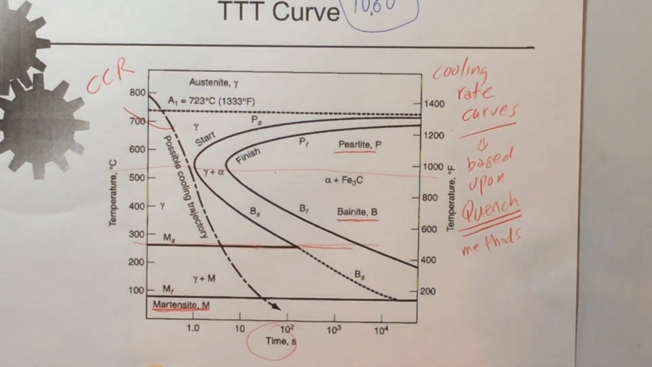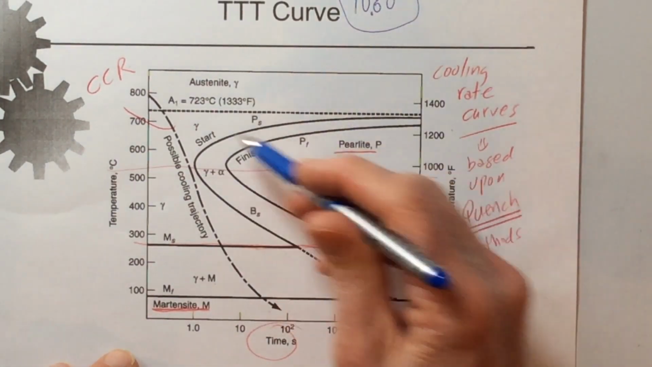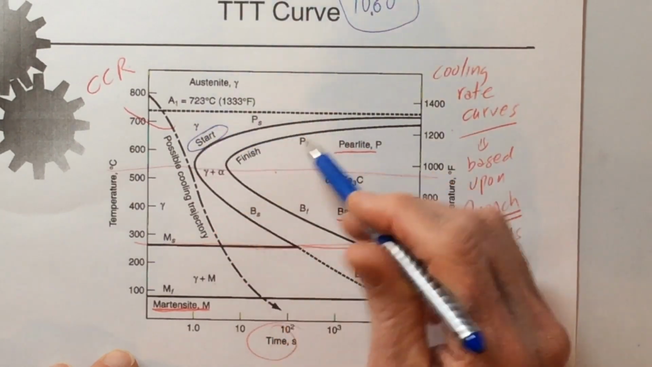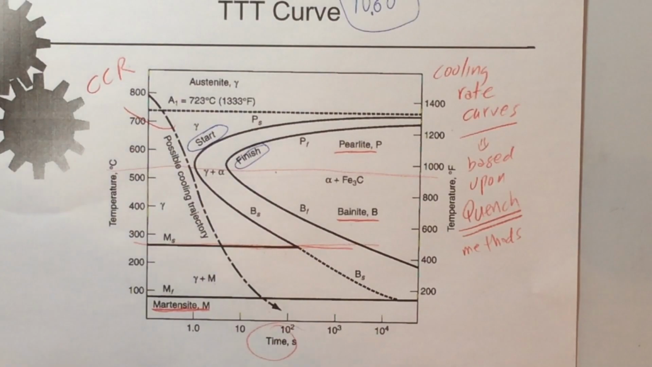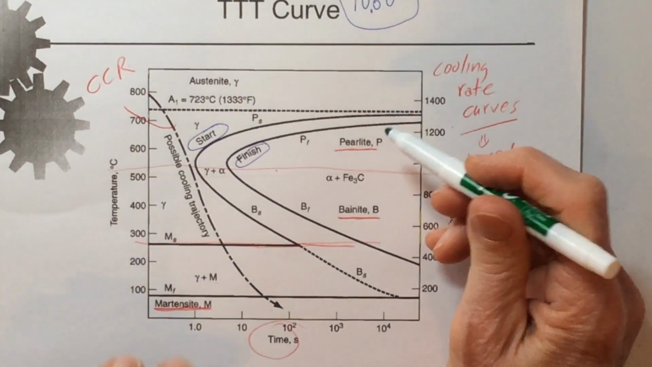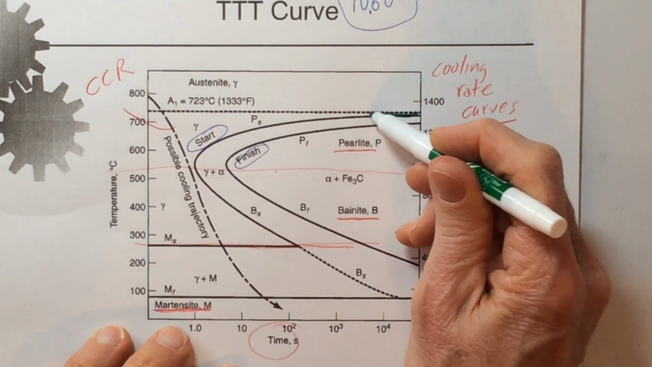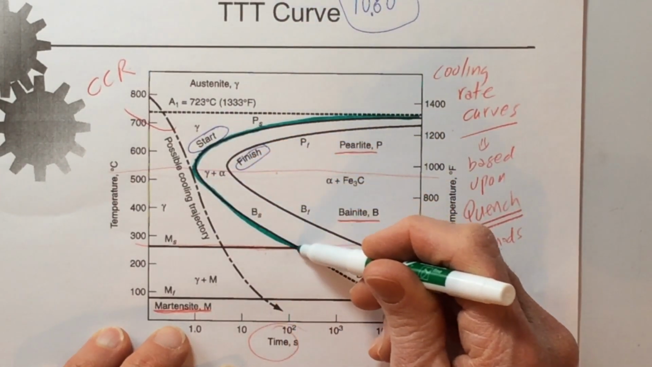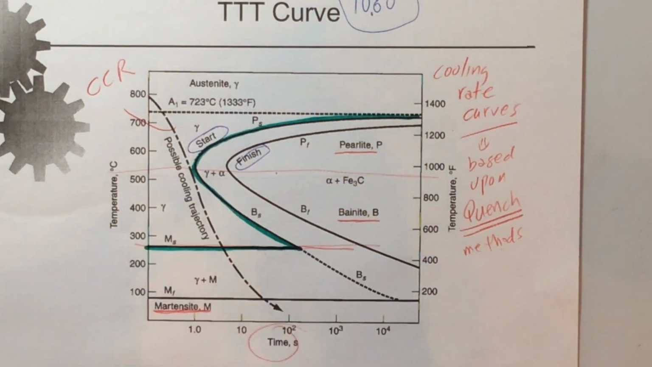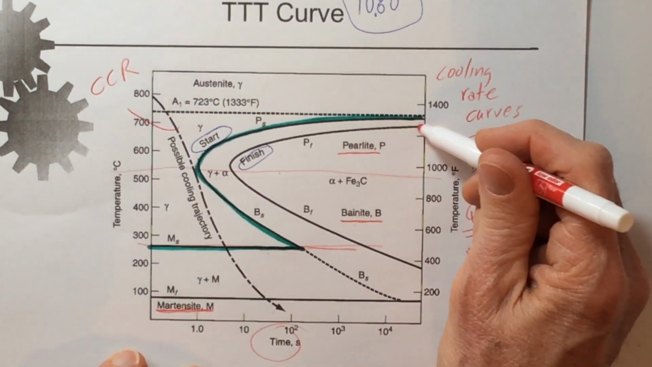Now, let me talk to you about these products. There is a start line and a finish line. The start line I'm going to draw in green, of course. So this is the start line of this whole curve. And then this is the finish line in red.